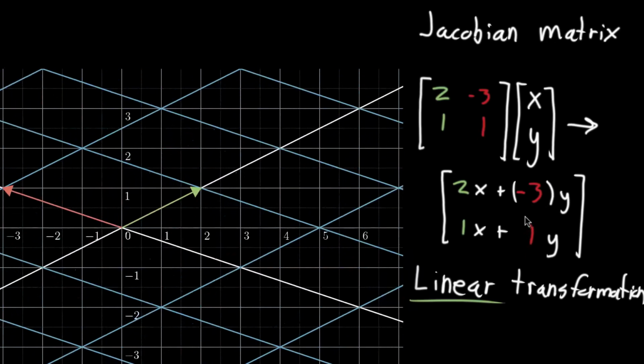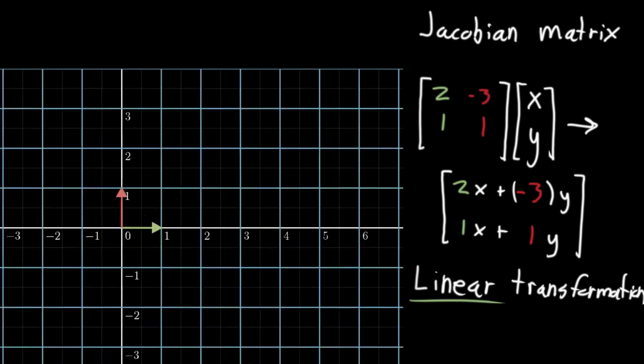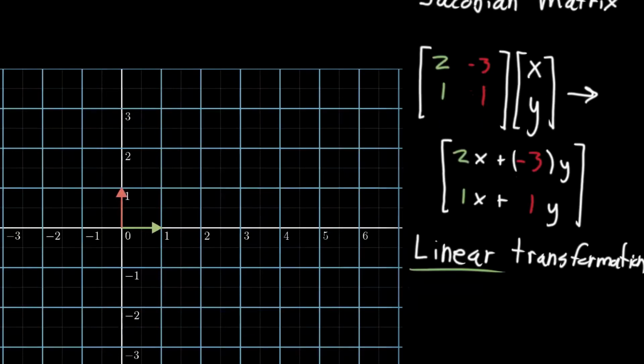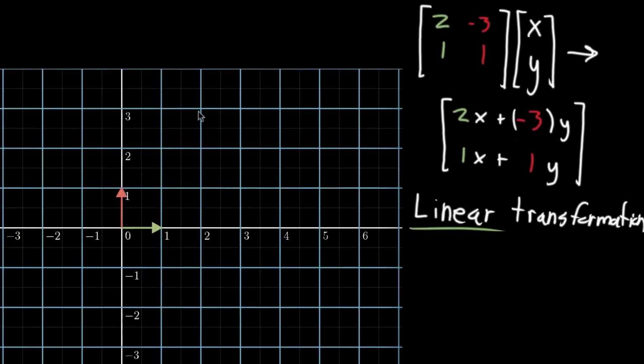The other thing to notice here is I have these two vectors highlighted, the green vector and the red vector. If we back things up, these are the ones that started off as the basis vectors. Let me make a little bit more room here. The green vector is 1, 0: 1 in the x direction, 0 in the y direction. And then that red vertical vector here is 0, 1.